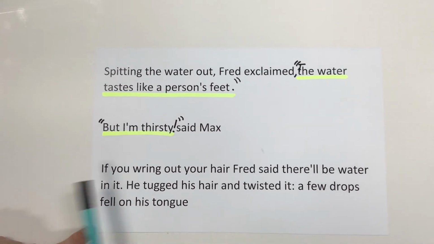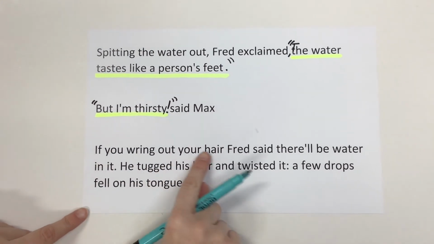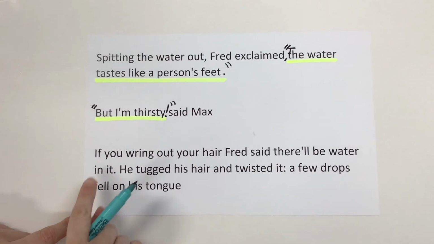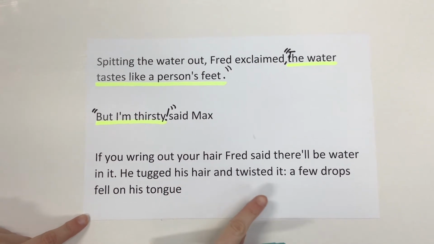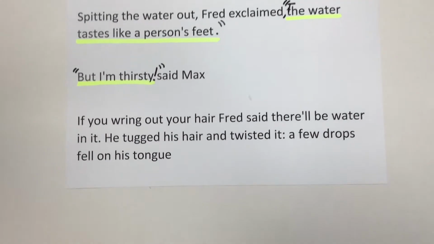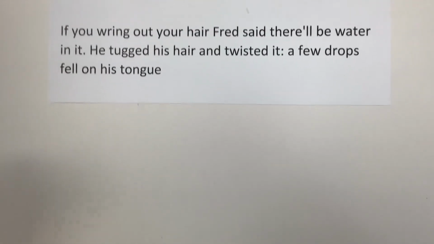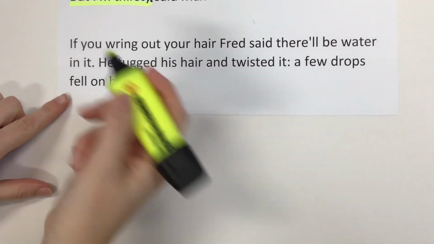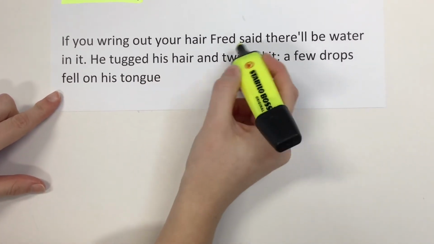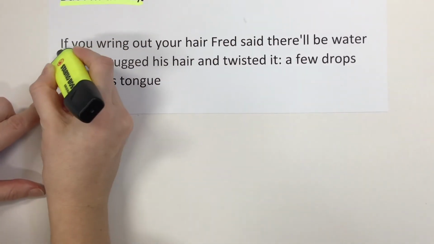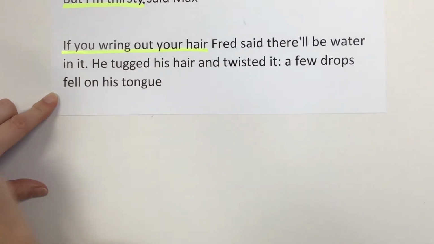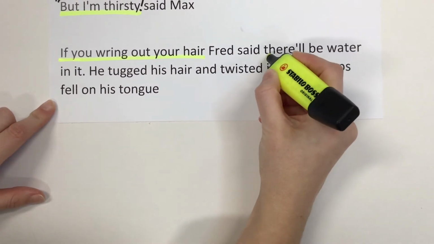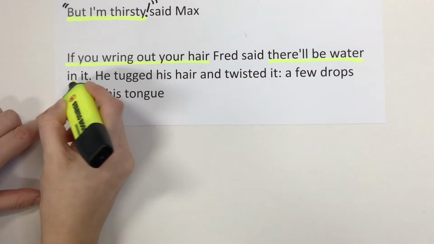Excellent. Okay, so your third sentence. If you wring out your hair, Fred said, there'll be water in it. He tugged his hair and twisted it. A few drops fell on his tongue. So this is quite a tricky one. You need to work out what Fred is saying in this sentence. If you wring out your hair, Fred said, so he doesn't say that part, but he does say that part before, and he says the part after it. There'll be water in it.